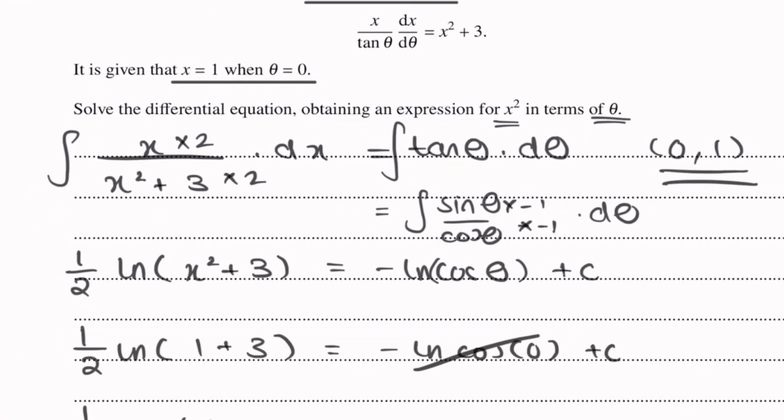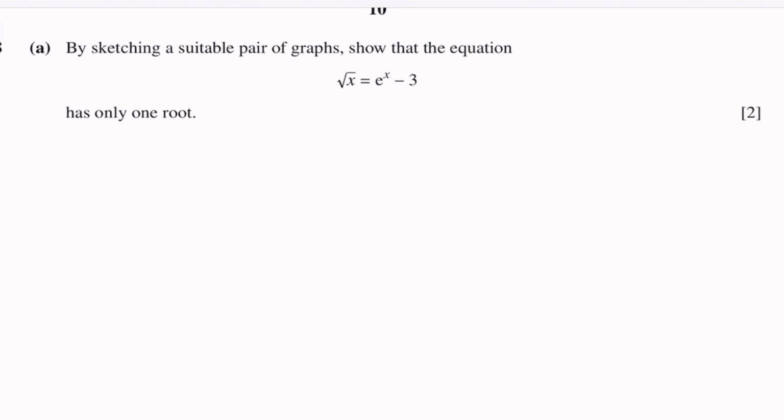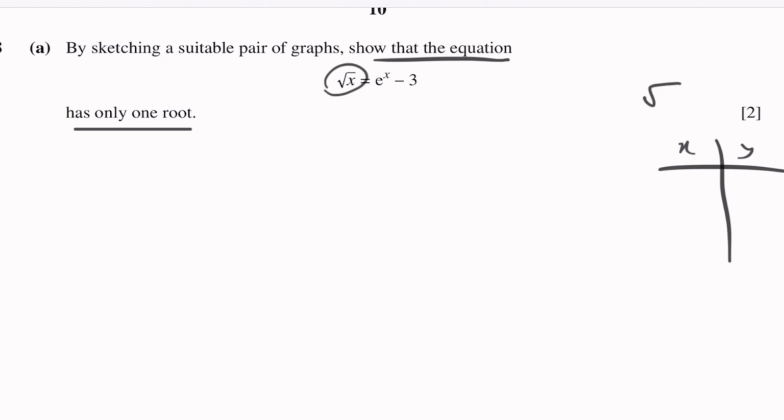Okay, now moving on. You've got question number 8. It says, by sketching a suitable pair of graphs, show that the equation has only one root. If it has only one root, that means it has only one intersection point. For us to sketch this, we could simply figure out a couple of points. For the first graph, y equals root x: we've got 0, 0, we've got 1, 1, and we've got 4, 2.